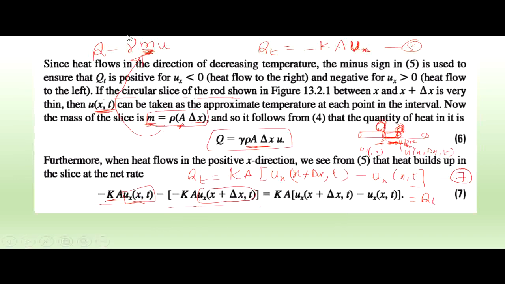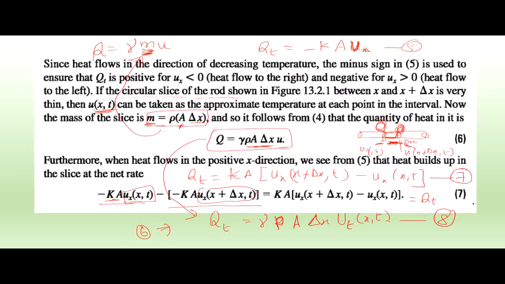Now we find Qt from this equation. Differentiate Q with respect to t. Only u is a function of t; the other quantities are constants. So Qt from equation 6 will be gamma rho A del x, everything remaining constant, and u will be differentiated with respect to t. This is Ut of x comma t. This is our equation number 8.